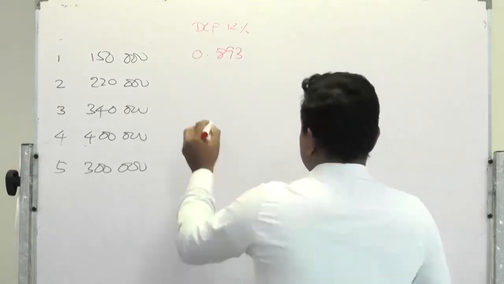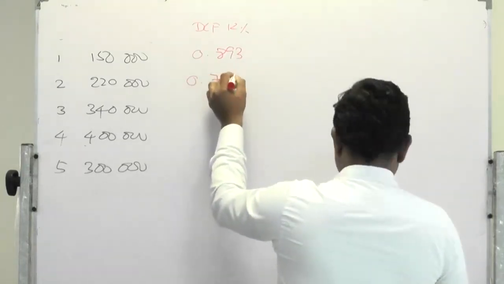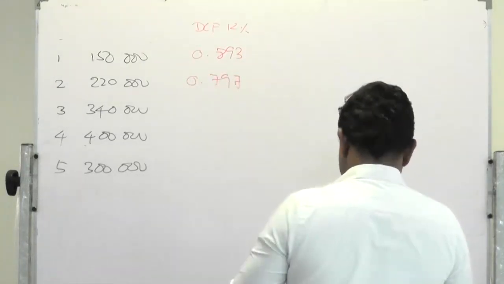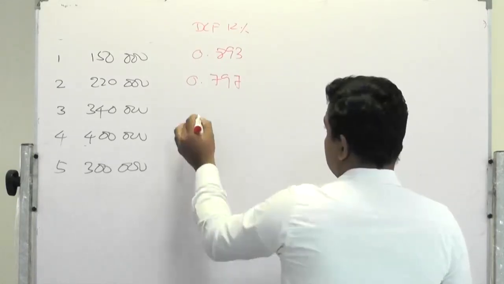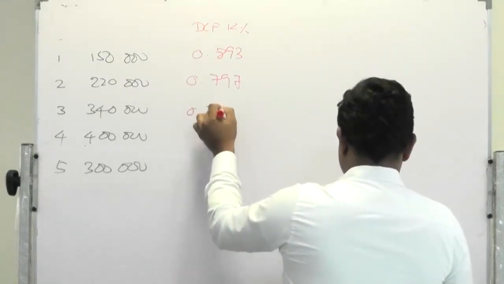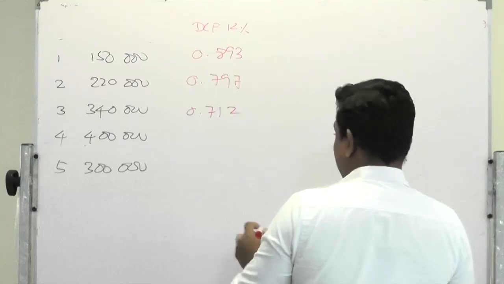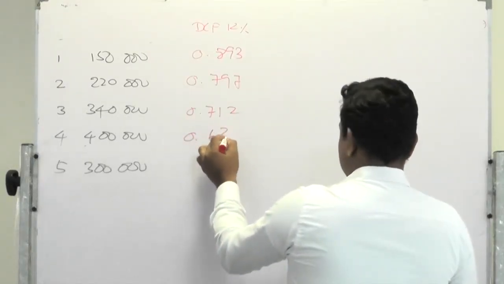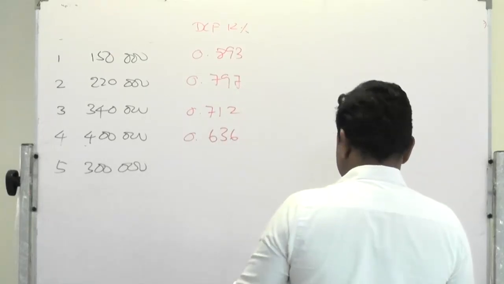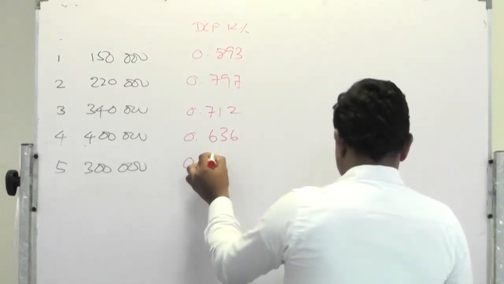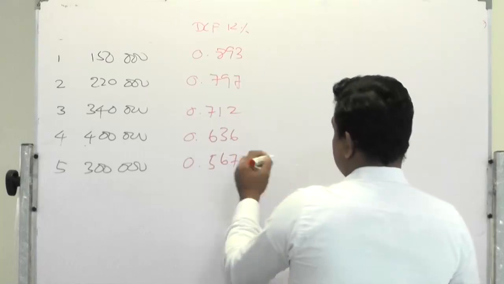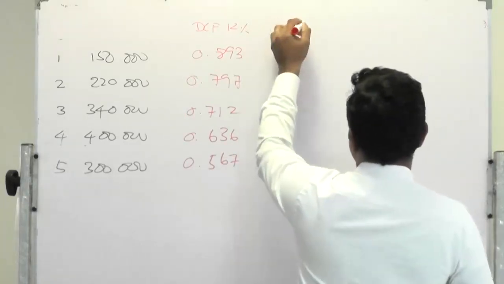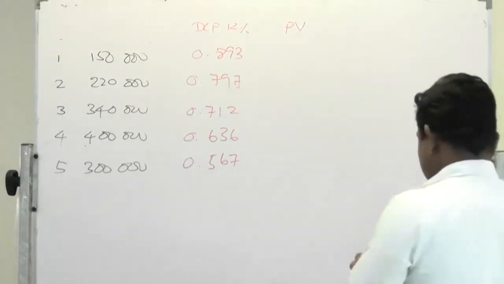then power 2 is 0.797, then power 3 is 0.712, then power 4 is 0.636, and finally power 5 is 0.567. Now let's take the present value of the future net cash flows.